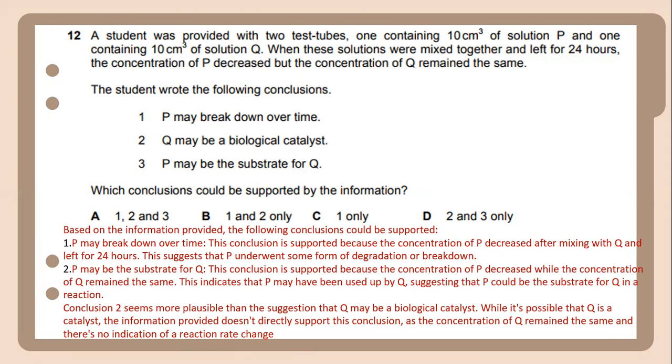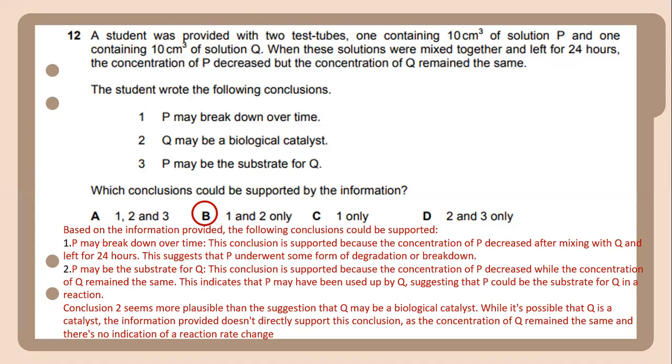This conclusion is supported because the concentration of P decreased while the concentration of Q remained the same. This indicates that P may have been used up by Q, suggesting that P could be the substrate for Q in a reaction. So conclusion 2 seems more plausible than the suggestion that Q may be a biological catalyst. While it is possible that Q is a catalyst, the information provided doesn't directly support this conclusion, as the concentration of Q remains the same and there is no indication of a reaction rate change.